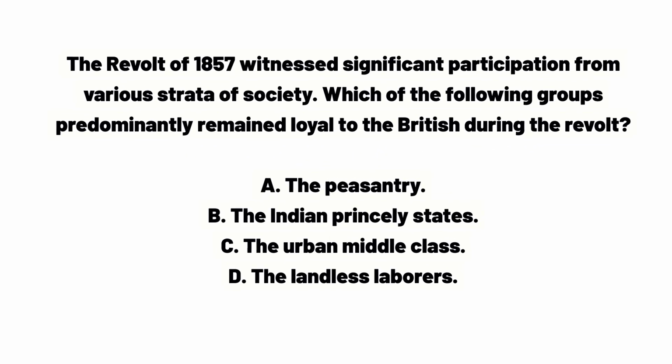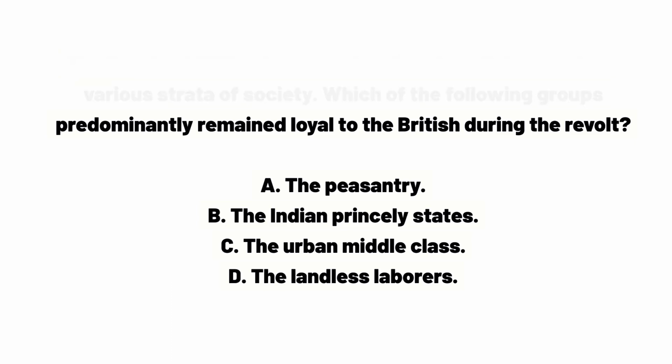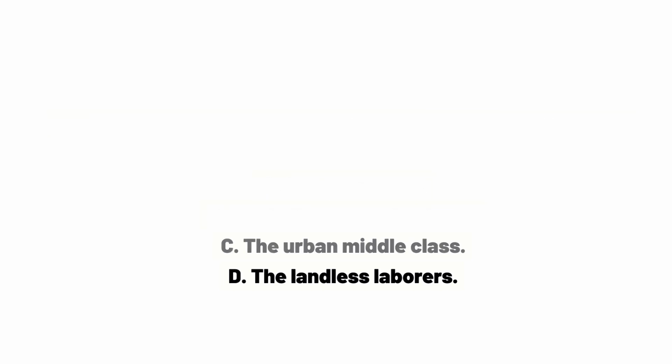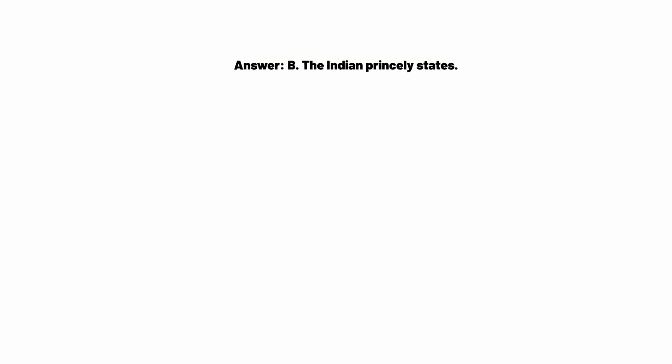The revolt of 1857 witnessed significant participation from various strata of society. Which of the following groups predominantly remained loyal to the British during the revolt? A. The peasantry. B. The Indian princely states. C. The urban middle class. D. The landless laborers. Answer. B. The Indian princely states.